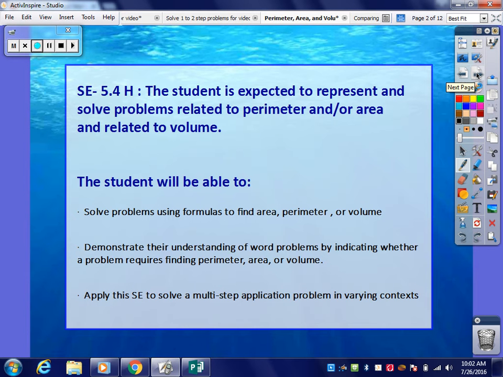Our SE is 5.4H. The student is expected to represent and solve problems related to perimeter and/or area and related to volume. By the end of the unit, you'll be expected to solve problems using formulas to find area, perimeter, or volume. You'll be expected to demonstrate your understanding of word problems by indicating whether a problem requires finding perimeter, area, or volume. And you'll be able to apply this SE to solve multi-step application problems in varying contexts.